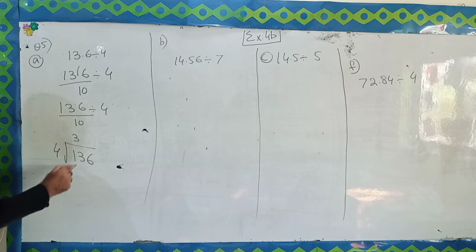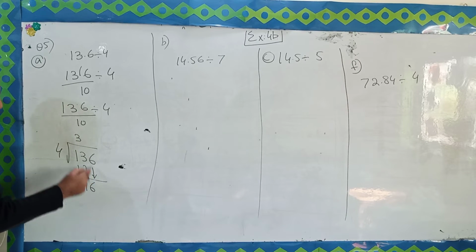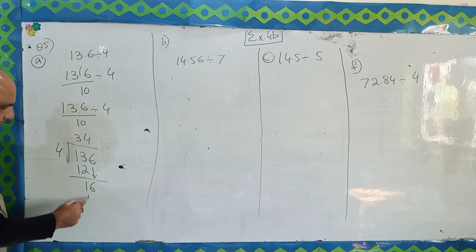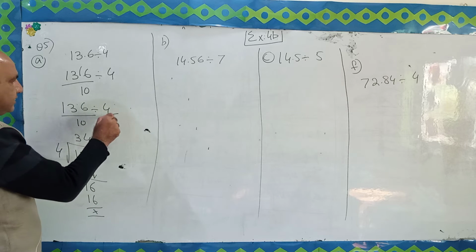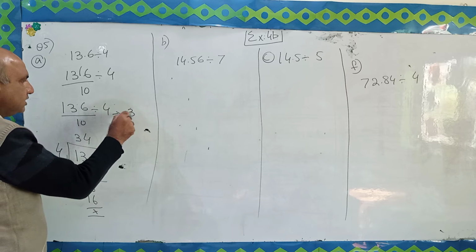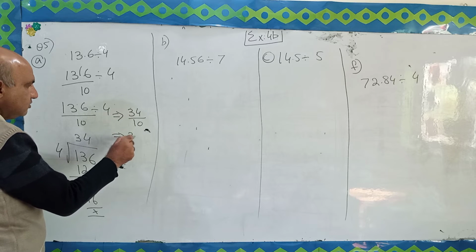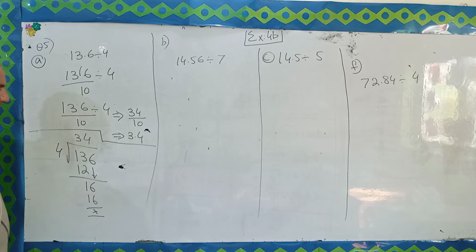So 4 3s are 12. Remainder is 1 and 6. So 4 4s are 16. So here we will write it as 34 over 10. So we write it as 3.4. Right? This is the answer.